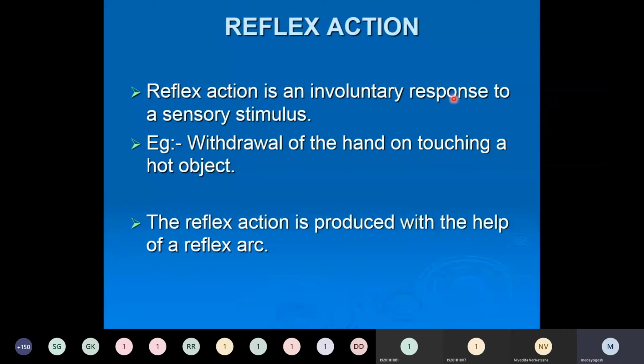So reflex is an involuntary response to a sensory stimulus. For example, let's imagine that you have suddenly gone into your kitchen and picked up a vessel there. We never know if the vessel is very hot or very cold. If it was very hot, as soon as you pick up the vessel, within a few milliseconds, what is your response? You will just drop the vessel down.